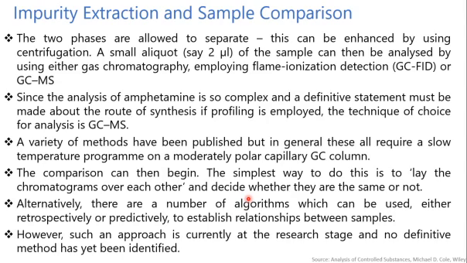So the comparison can then begin, and the simplest way to do this is to lay the chromatograms over each other. That means we have to overlap the chromatograms on each other and decide whether they are the same or not. Alternatively, there are a number of algorithms which can be used either specifically or predictively to establish relationships between samples. However, such an approach is currently at the research stage and no definitive method has yet been identified.